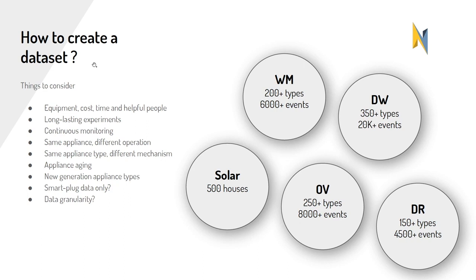Just to give you an understanding how big the dataset is, we have over 200 different kinds of washing machines, over 350 kinds of dishwashers, more than 250 kinds of different ovens, and 150 plus of different dryers. And in terms of events, in terms of final end users of those appliances, usually we're talking about more than 5,000 or up to 20,000 different events, in order exactly to capture this great variety in terms of patterns and behaviors.